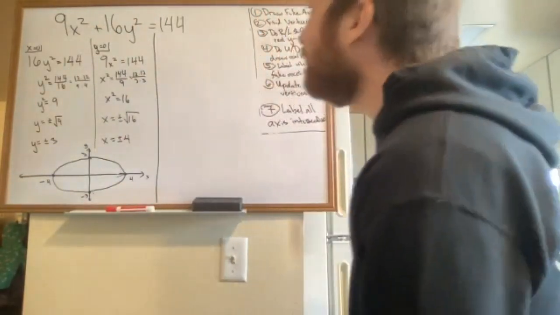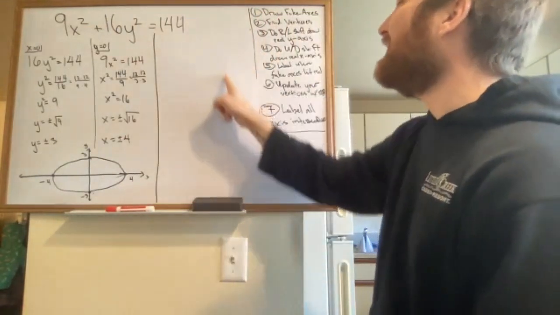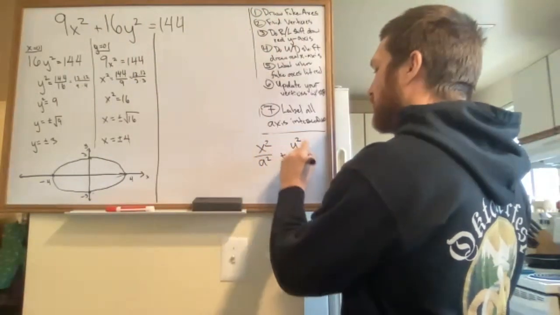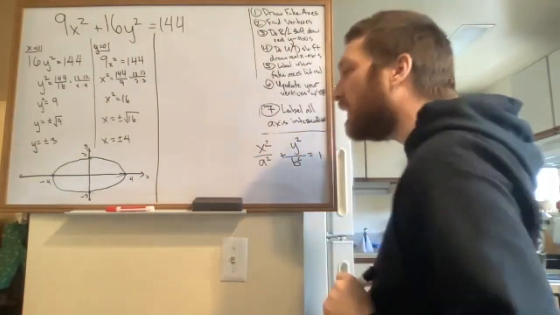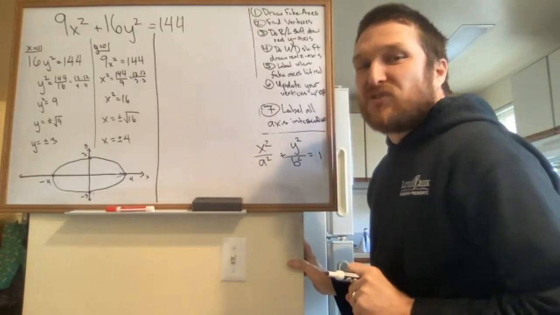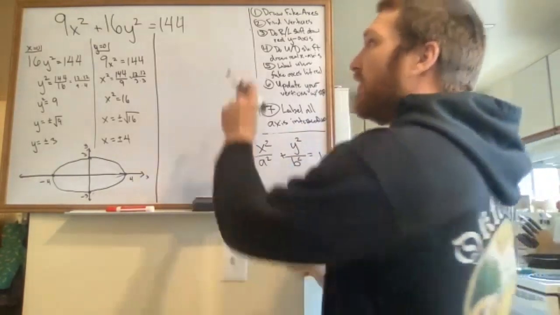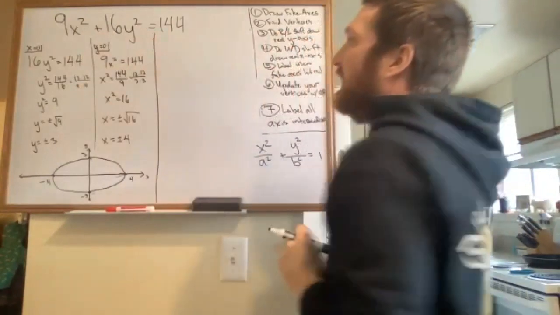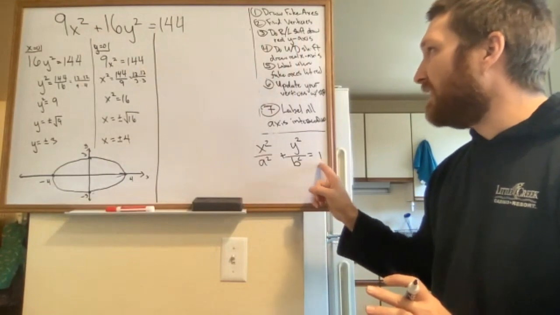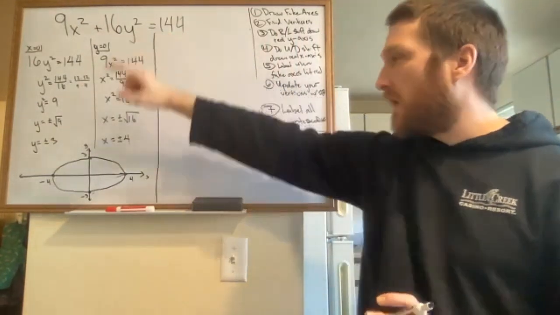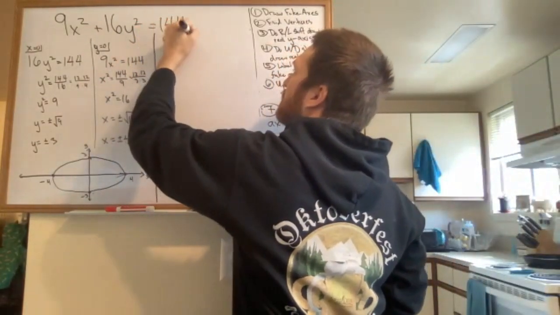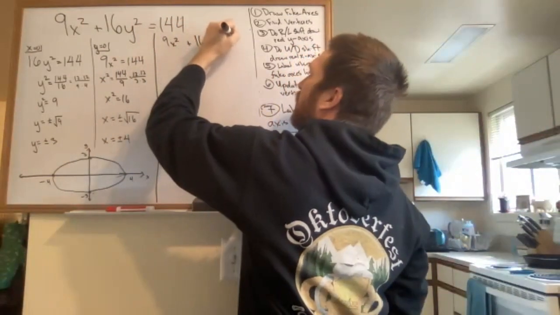But if we turn this thing into the form x squared over a squared plus y squared over b squared equals 1, it will be very apparent that that's the way that it is. So let's do that. Okay, let's start with this thing right here. And like I said before, the first step we're going to take is to get this thing to be equal to 1. And so I'm going to have 9x squared plus 16y squared equals 144.